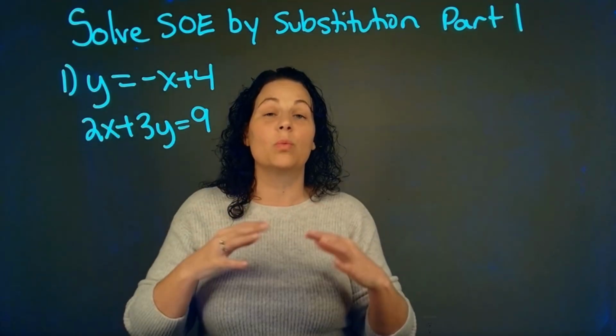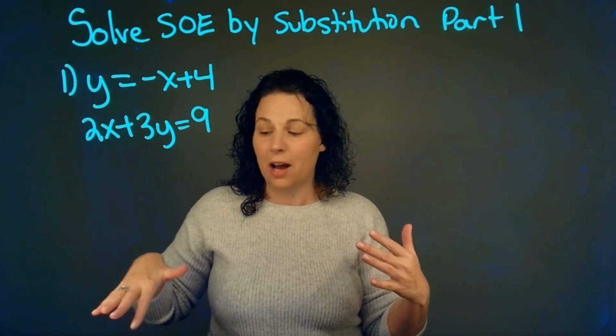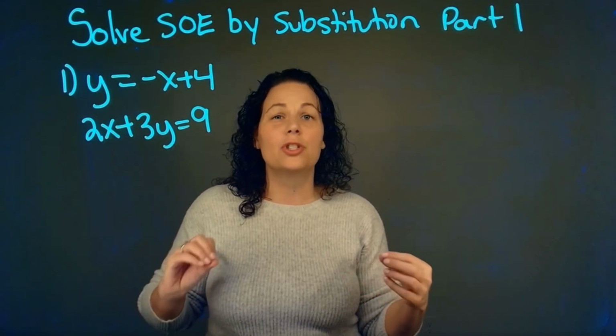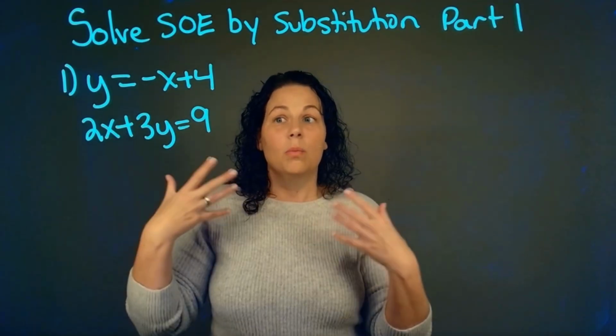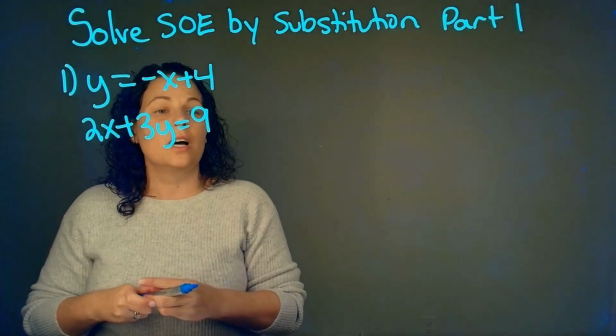Substitution works even when the answers are decimals. So this first one's not going to be decimals, but the next one will have a decimal or a fraction answer. And I'm going to show you that we can still solve it. We just can't use graphing. So let's look at this first one. We are going to do substitution.